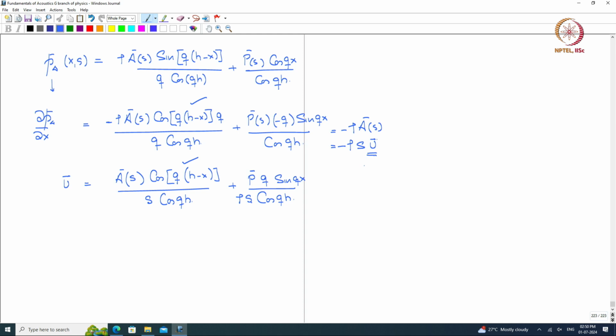Okay, the acceleration A bar is the derivative of the particle velocity, so that's what I have written over here. So the particle velocity is the left side divided by minus rho S. Minus rho S takes out the minus and rho gives an S, that's here. Minus is taken out, I get a rho S, that's this. Okay, so now we have cos of Q of H minus X by S into cos QH, let's say.